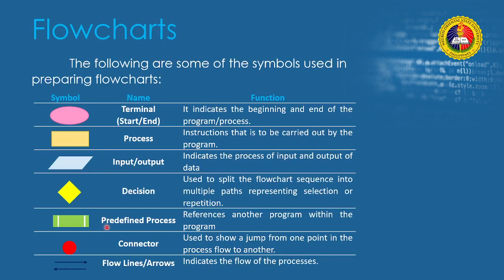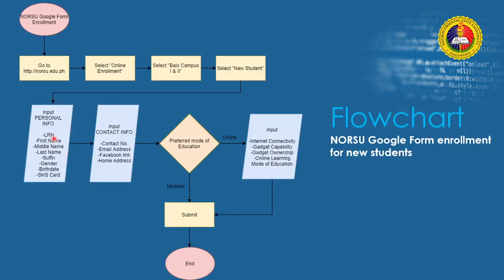And then we have the predefined process. The predefined process is going to be the same as this. However, we will only use the predefined process if the process itself needs a flowchart. So, for example, we can turn this step of going to norsu.edu.ph into one. How do you go to norsu.edu.ph? First you're going to open up your browser. Next you're going to click the URL box, right? And then that's the time that you're going to type norsu.edu.ph.